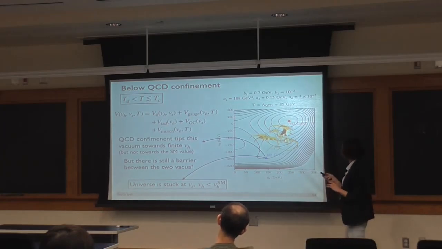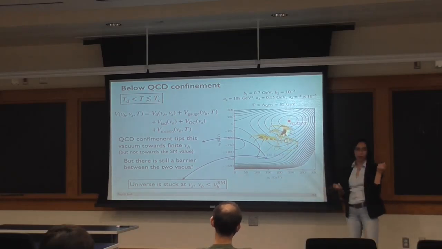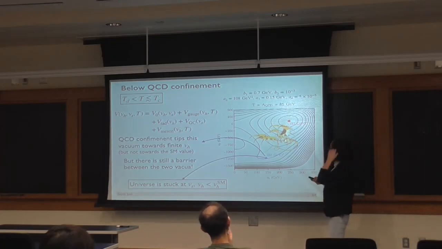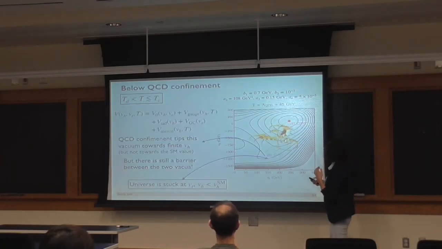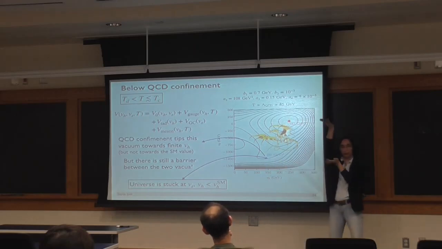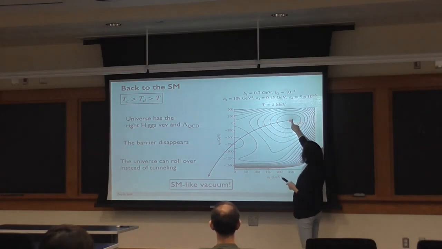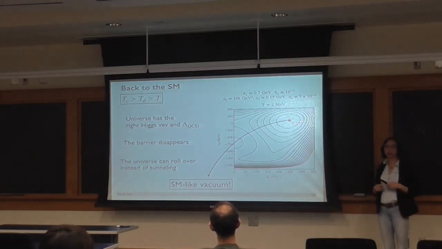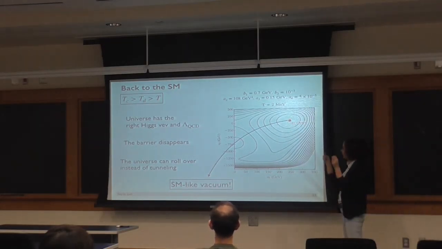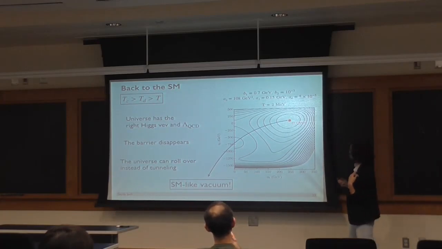So this is the QCD confined phase. Of course, below this temperature, now we don't have quarks, you have mesons, and you have meson contributions. What those do is, as the temperature gets smaller, this minimum gets lifted, so it becomes higher and higher, until it's not a minimum anymore, it disappears, and then the universe just rolls to the standard model-like vacuum. So this is a very multi-step transition, and I find it fascinating.